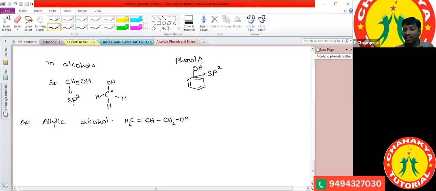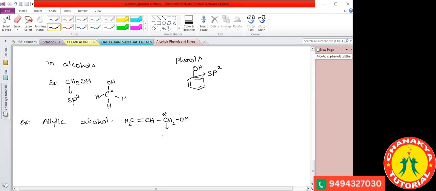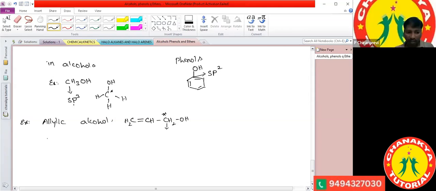The carbon which is present adjacent to the double bond is called an allylic carbon. This carbon is called an allylic carbon. So what is the hybridization of the allylic carbon in allylic alcohol? Ritu, what is the hybridization of the carbon? Sir, sp3. sp3, very good, ma.